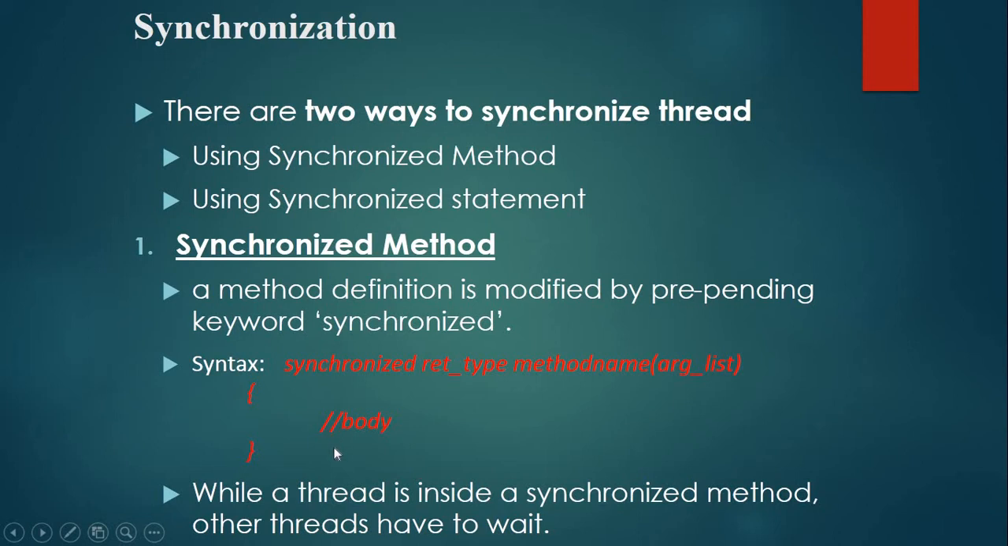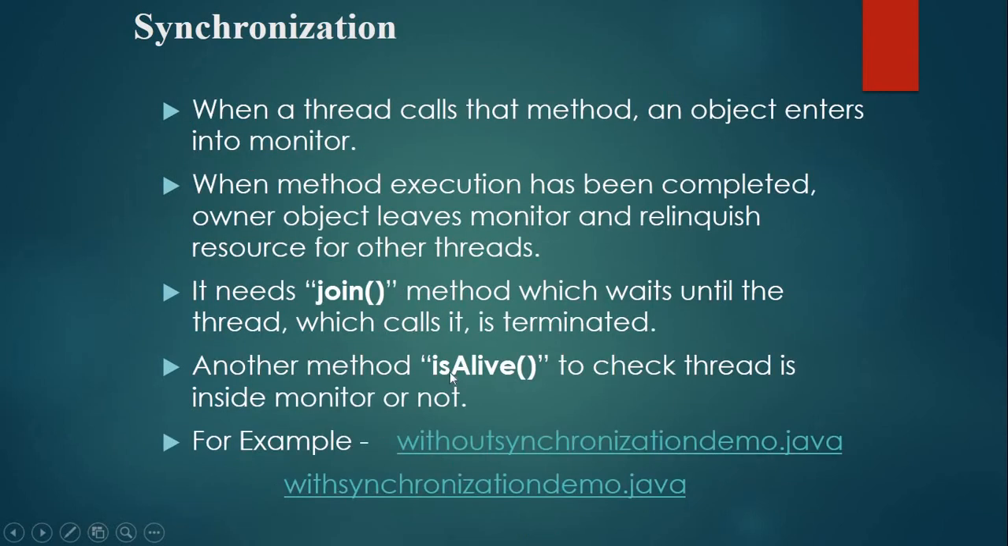While a thread is inside a synchronized method, other threads have to wait. It will execute that method until its execution is completed. When a thread calls that method, an object enters into the monitor. When the method execution has been completed, the owner object leaves the monitor and relinquishes the resource for other threads. It needs the join method, which waits until the thread which calls it is terminated. Another method is isAlive, to check whether the thread is inside the monitor or not.